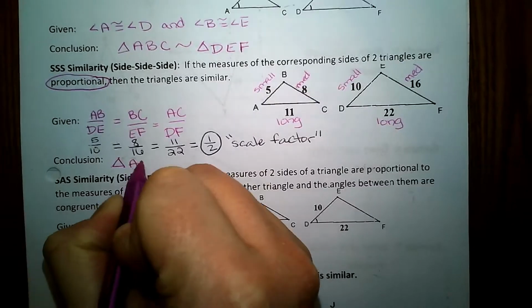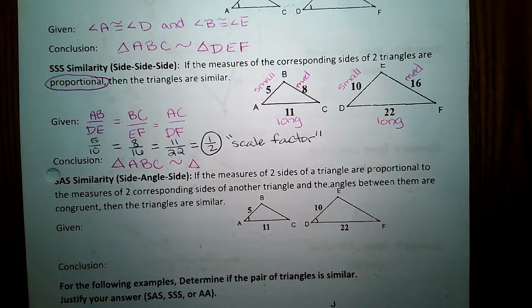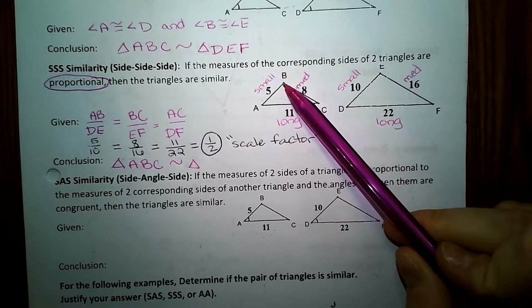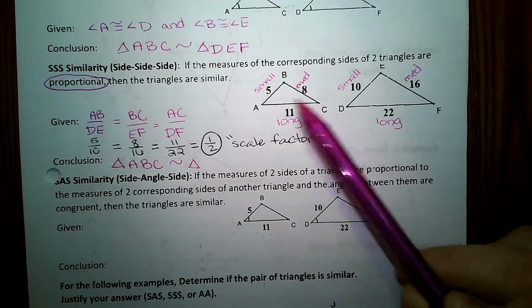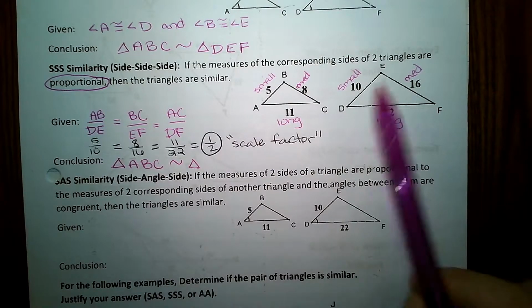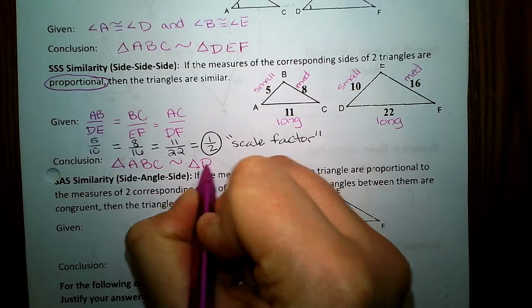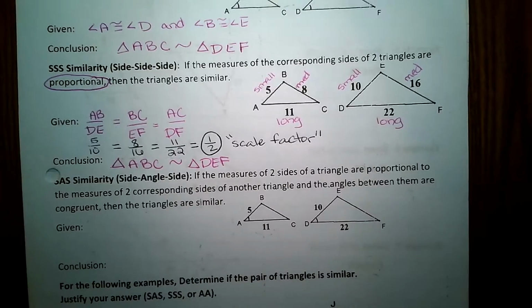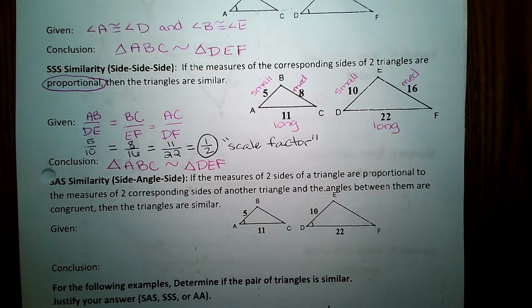Triangle ABC is similar to, now make sure you match it up. A to B is the small side, B to C is the medium side, C back to A is the long side. So we're going small, medium, long. So we follow that same pattern. DEF will give us that exact same pattern. So triangle ABC is similar to triangle DEF.